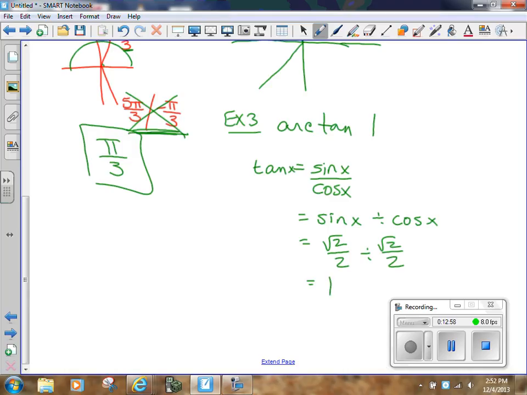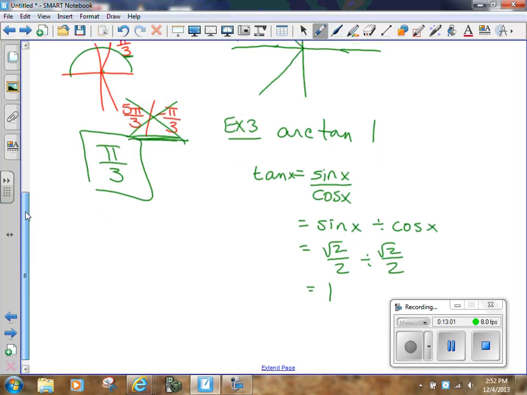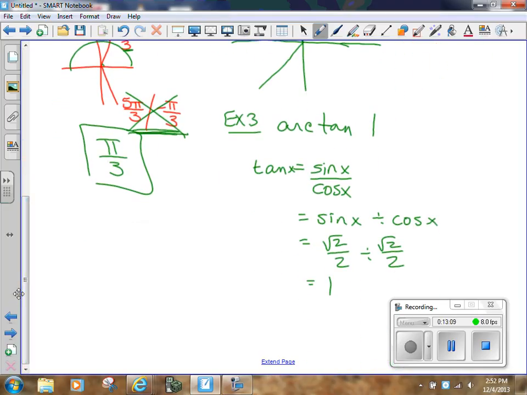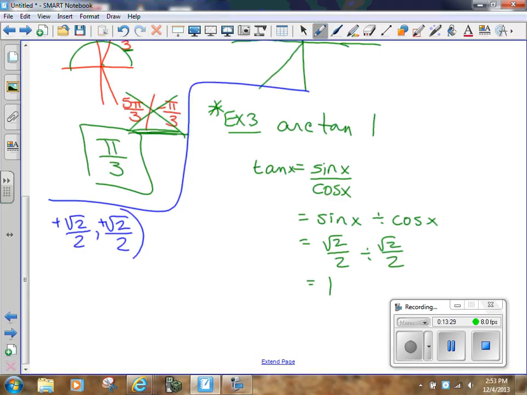So is it just the positive value and the positive value? Two negatives can be 1 too. All right, so now here's the difference in arctangent. Put stars by this. The difference in arctangent is, in order to get a positive value, I can have positive root 2 over 2, positive root 2 over 2, or negative, negative. You have stuff in the first and the third quadrant.